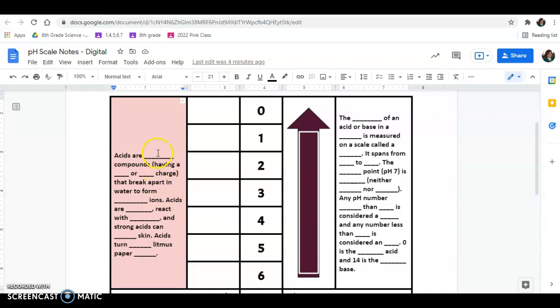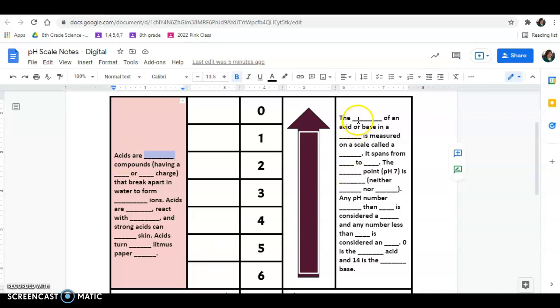Many of you are familiar with acidic foods like tomatoes or pineapples or strawberries or oranges or limes or lemons. There are some other acids, and some other bases, being the opposite of an acid, that we're going to talk about today.